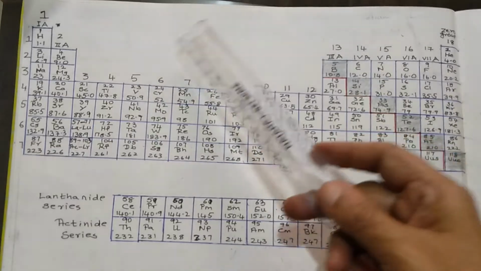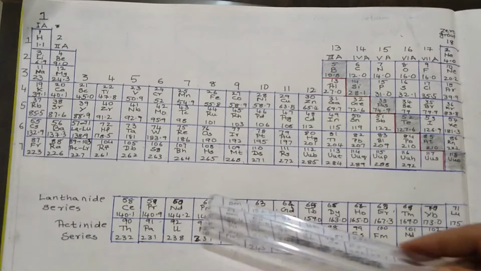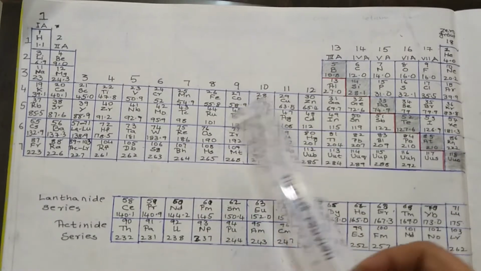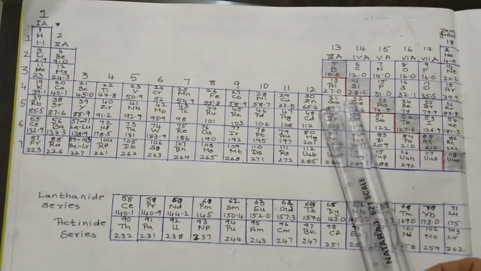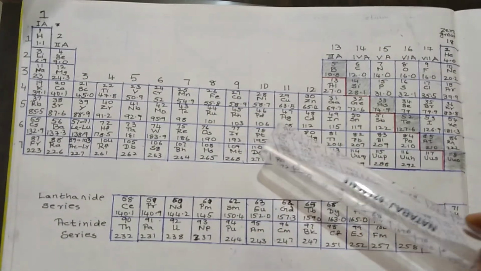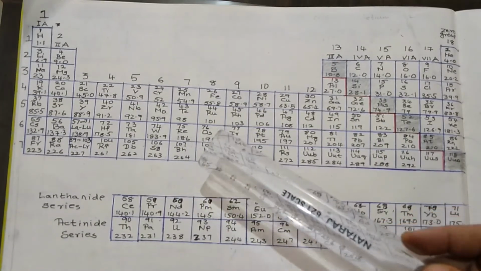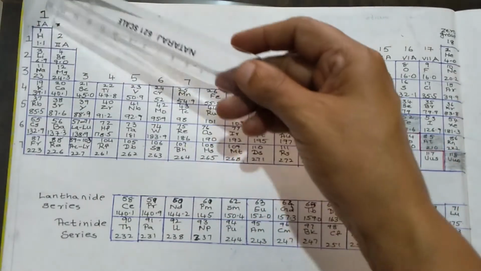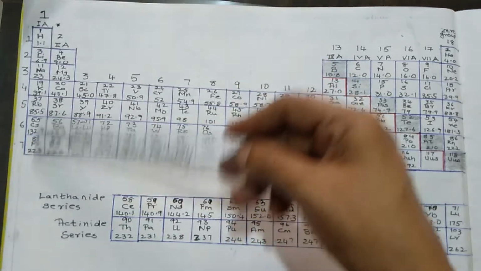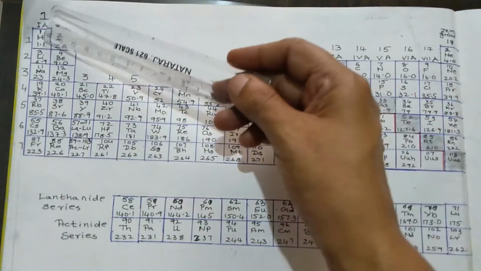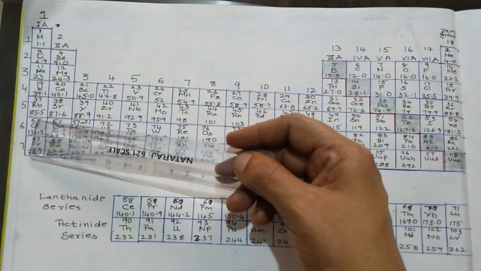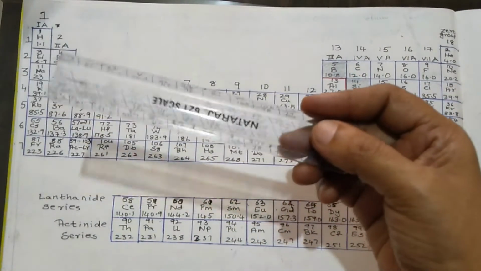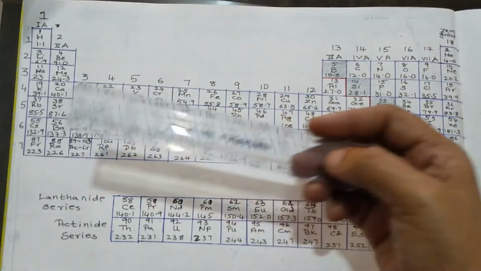Now the characteristics of the groups and the periods in the periodic table can be understood by comparing the properties of the elements. When you compare the properties of the elements of this periodic table, you come to know the characteristics of groups and periods. Now if you see the chemical properties in a group, when you go from top to bottom in a group, they show similarity and gradation in their properties. So the properties are very similar and gradation is also very similar.